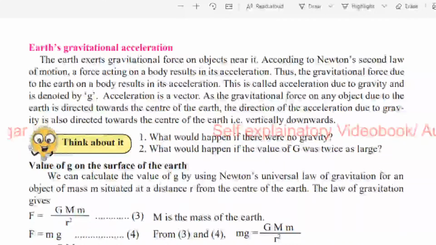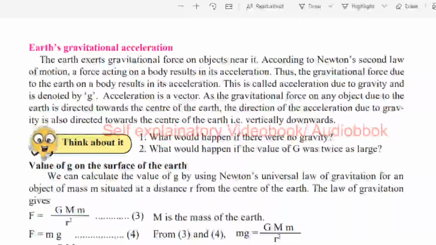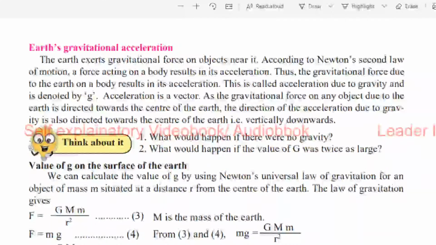Acceleration is a vector, as the gravitational force on any object due to Earth is directed towards the center of the Earth. The direction of the acceleration due to gravity is also directed towards the center of the Earth, that is, vertically downwards. Think about it. First, what would happen if there were no gravity? Second, what would happen if the value of g was twice as large?